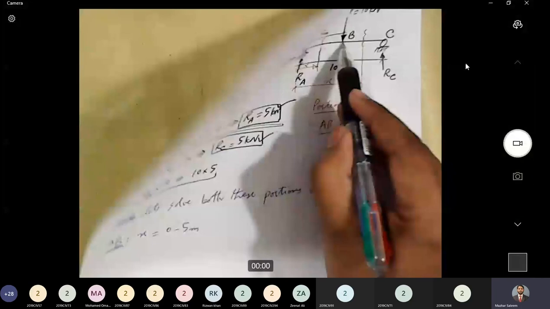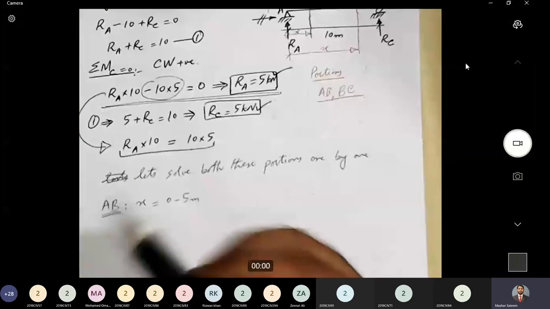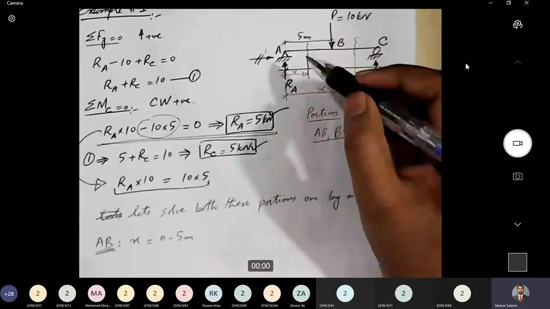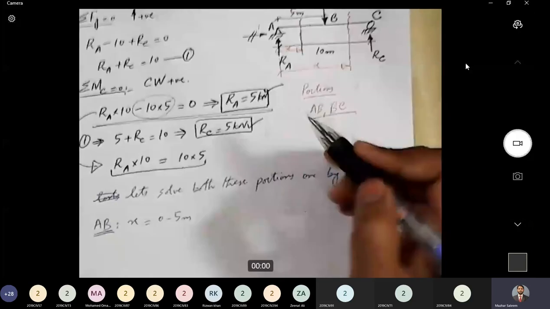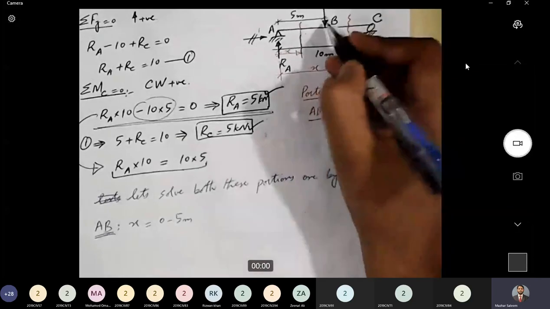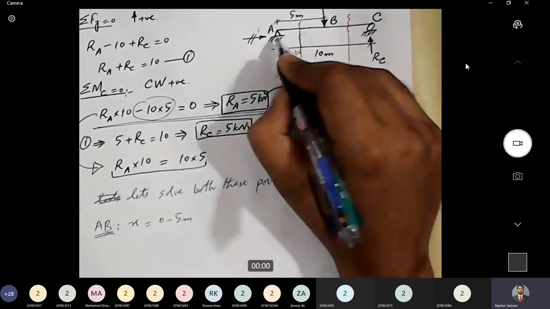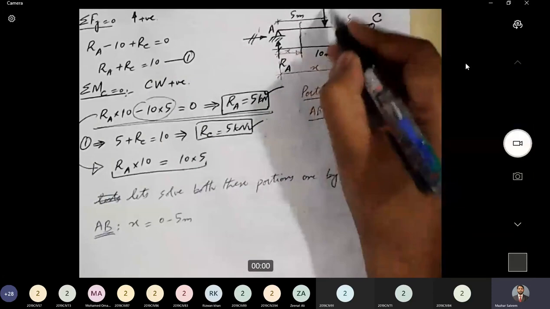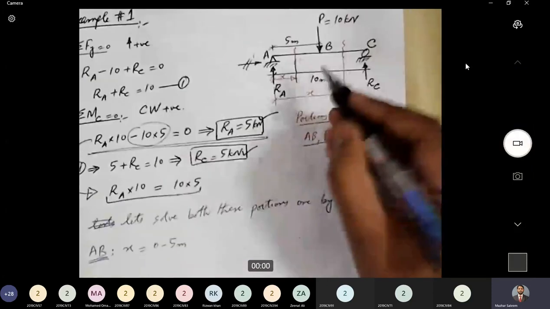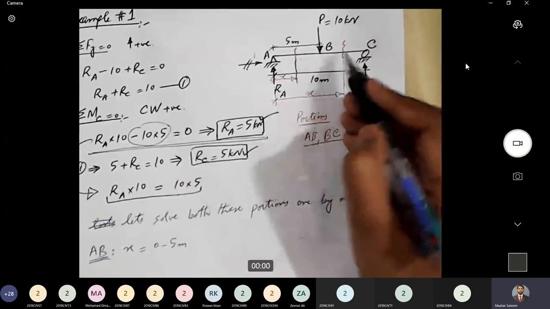Now, one clarity here is whatever load will be acting at the extreme end of any portion, that load will not be considered in that portion, because our portion actually ends right before, like there is a very small distance between the end of our portion and the point where the load is acting. So when I say portion AB, in that portion, the load acting at point B will not be considered. This load which is acting at point B will be considered when we talk about point C.